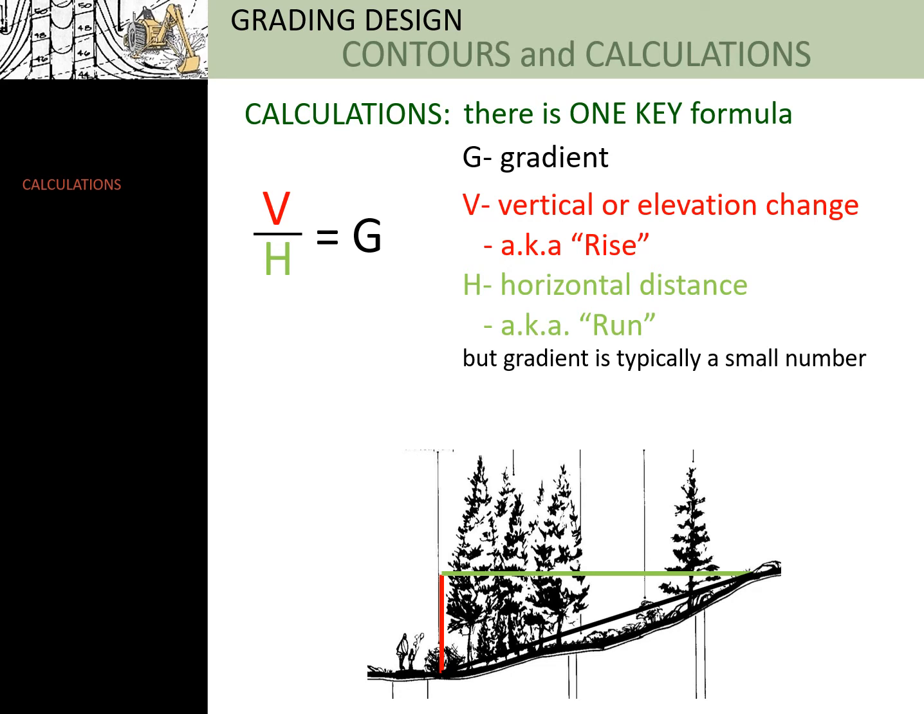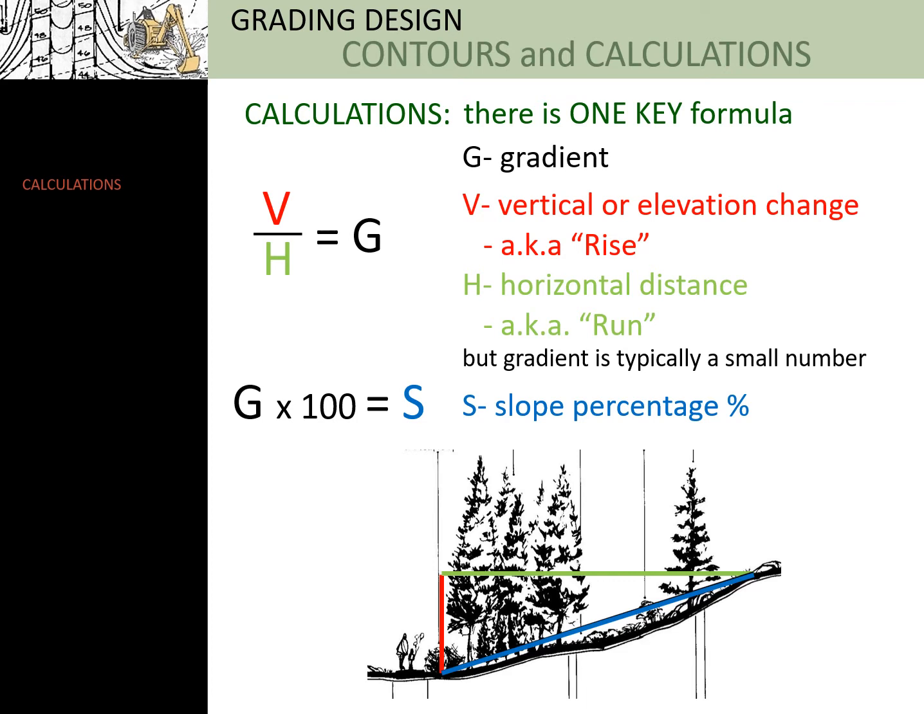But gradient is usually a very small number. If we have a flat parking lot in our daily life, it can have a gradient of, for instance, 0.02. So to ease communication, we multiply gradient by 100, and then we get S, which stands for slope percentage. It is slope expressed in percentage.